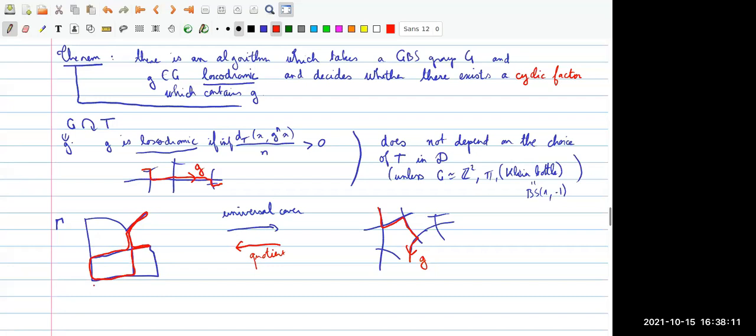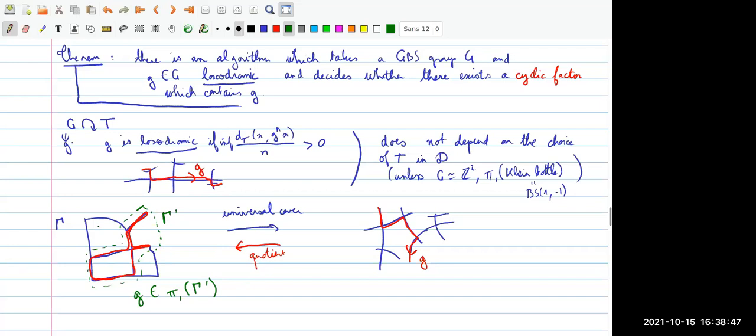So actually, you can define a free factor by taking this subgraph here, gamma prime. And here you obtain that G belongs to the fundamental group of gamma prime, which is a free factor of the pi one of the whole graph. It's a cyclic factor, sorry. So this case is nice.